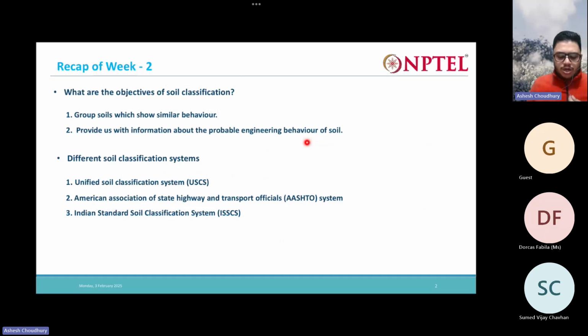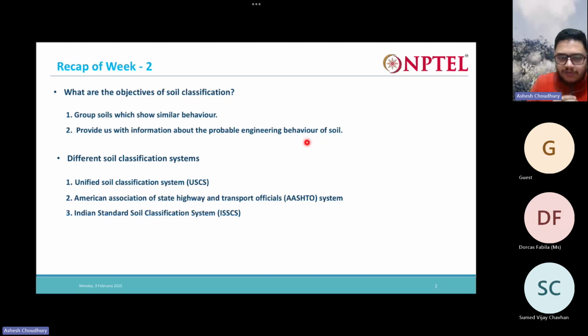What are the objectives of soil classification? Classification means grouping, right? So, to group soils which show similar behavior. You want to assign particular groups to different types of soil so that they can be handled in an easier way, right?